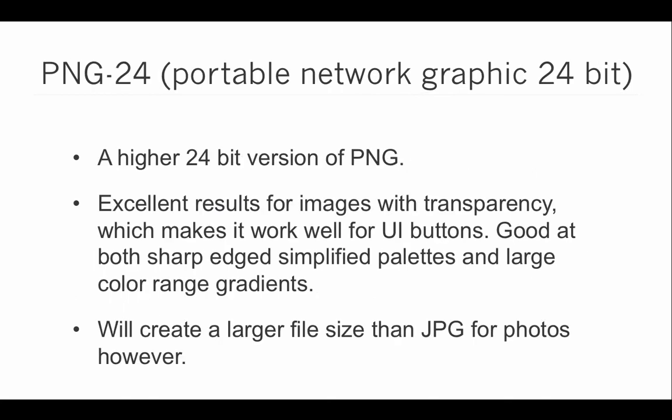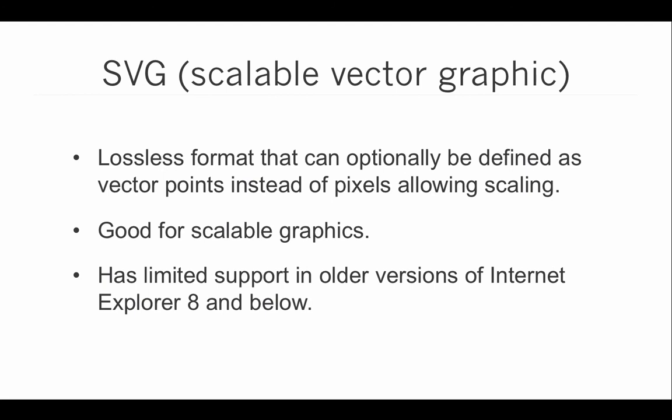We also have the PNG24, which is the higher 24-bit resolution version of the PNG. And this one has excellent results for transparency images. So this one's great for like user interface buttons, and it's good at sharp edges and simplified color palettes, as well as a large color range of gradients. Still, if you have an image such as a painting or a photograph, JPEG's still going to be the smaller file size, however. And we also have SVG, which is the Scalable Vector Graphic.